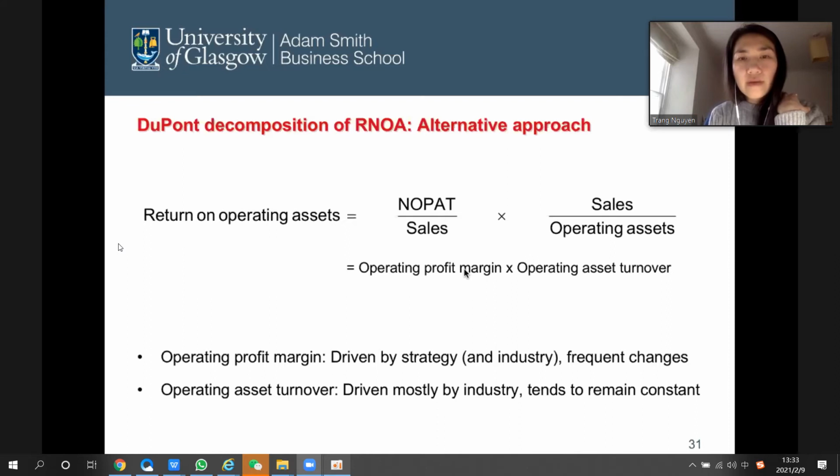So it is a very similar way, and return on operating assets here is driven by the strategy of the firms, or by the industry, and normally it changes over time. So that is about profit margin, and both this information is really similar to return on assets. However, the return on assets looks at the whole picture, but the return on operating assets is just classified by operating activities, the core activities that generate profit.